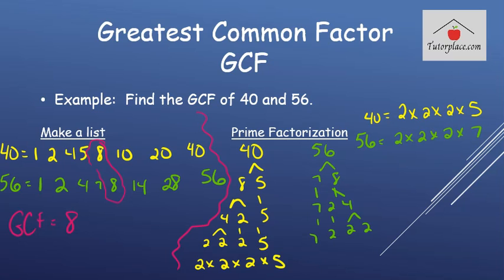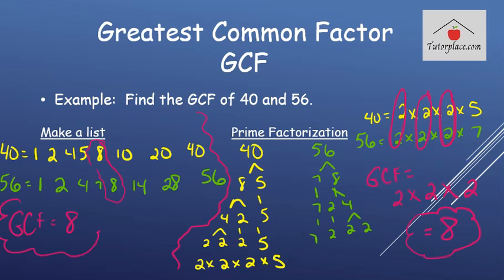So my greatest common factor, I have to look and see what they each have in common. They each have this 2, so I'm going to write that 2 down. Times, they each have another 2, I'm going to write that 2 down. Then they each have another 2, so I'm going to write that 2 down. So when I multiply those 3 2's together, I get 8. Greatest common factor equals 8.